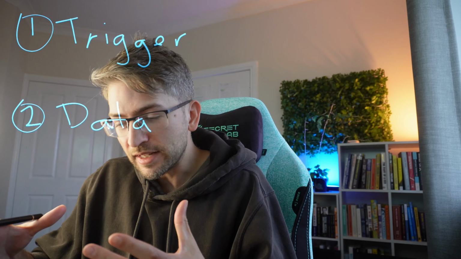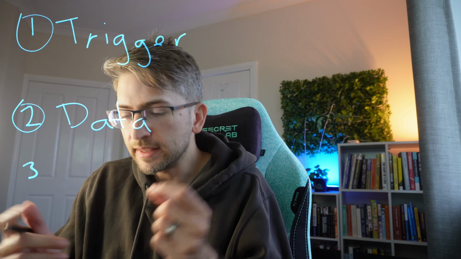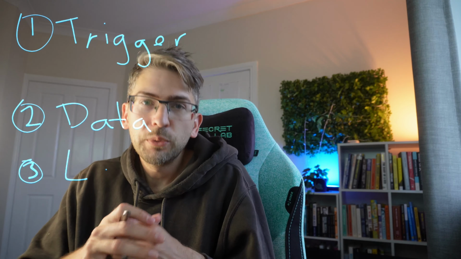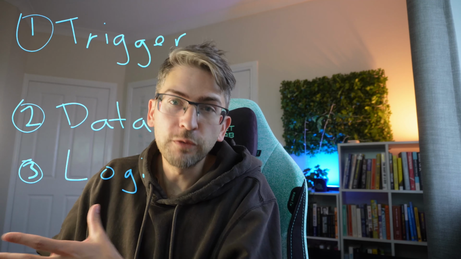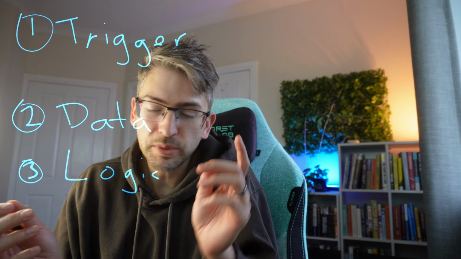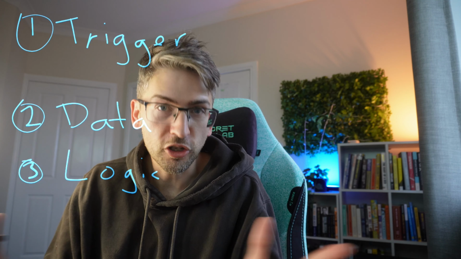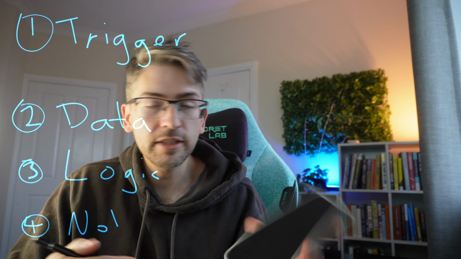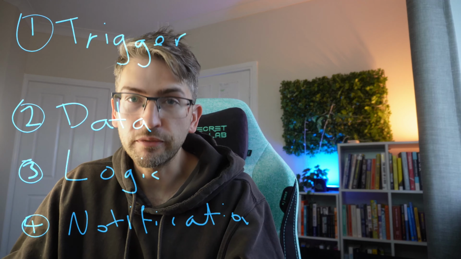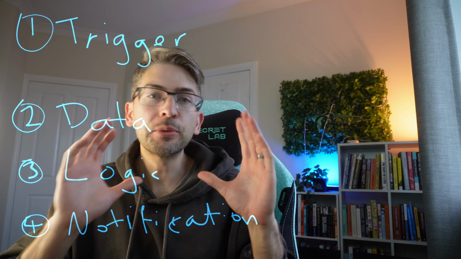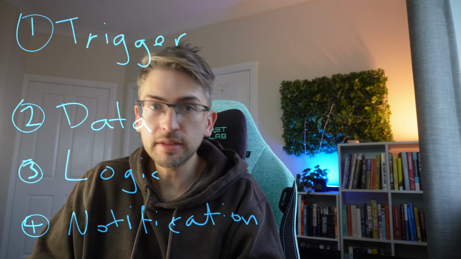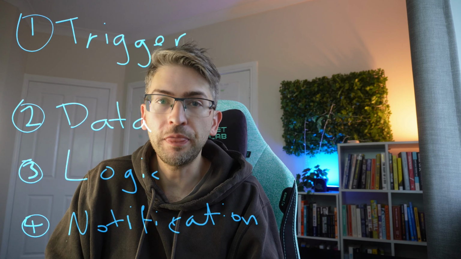Now, once we've got that data, we probably want to do a little bit of logic. We don't know what it'll look like. We don't know its format. We don't know if we have to filter. So we're just going to keep step 3 as logic. And then I think the final step should be the mobile notification. Now that we've broken it down into our 4 steps, let's start at the beginning with the trigger.